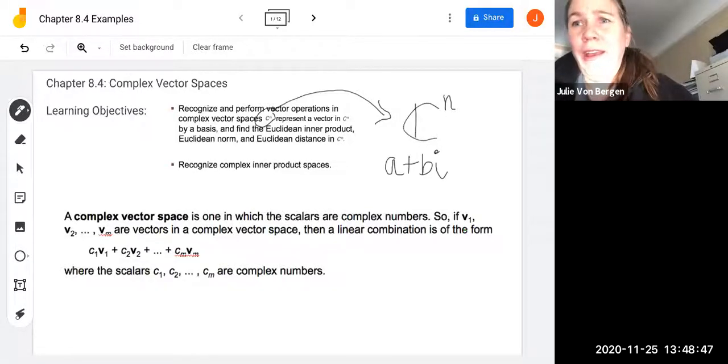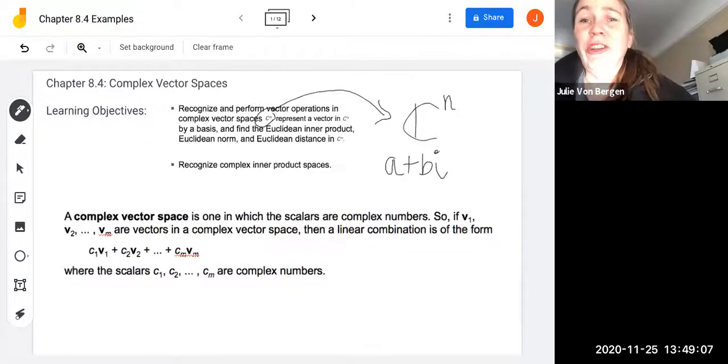We are going to see how to represent a vector in this complex vector space by a basis. We're going to see how to find the Euclidean inner product, the Euclidean norm, and the Euclidean distance formula in the complex vector space of CN. And we're going to see how to recognize and check complex inner product spaces.